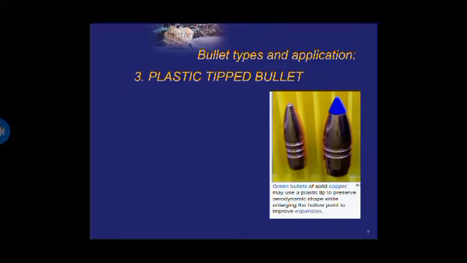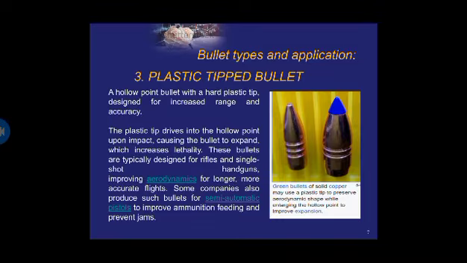Number three is the plastic tip bullet, a hollow point bullet with a hard plastic tip designed for increased range and accuracy. The plastic tip drives into the hollow point upon impact, causing the bullet to expand, which increases lethality. These bullets are typically designed for rifles and single-shot handguns, improving aerodynamics for longer, more accurate flights. Some companies also produce such bullets for semi-automatic pistols to improve ammunition feeding and prevent jams.